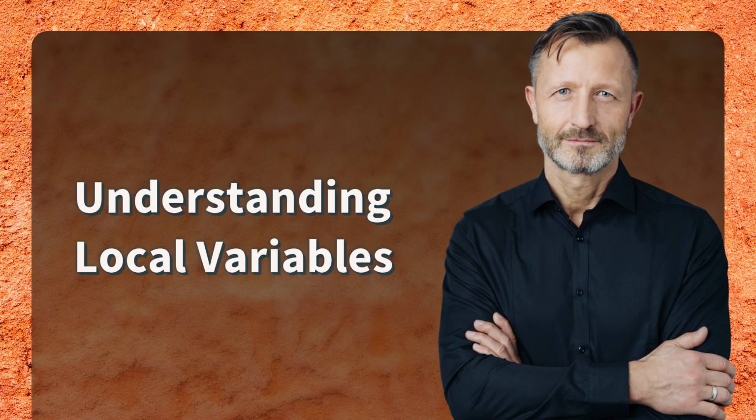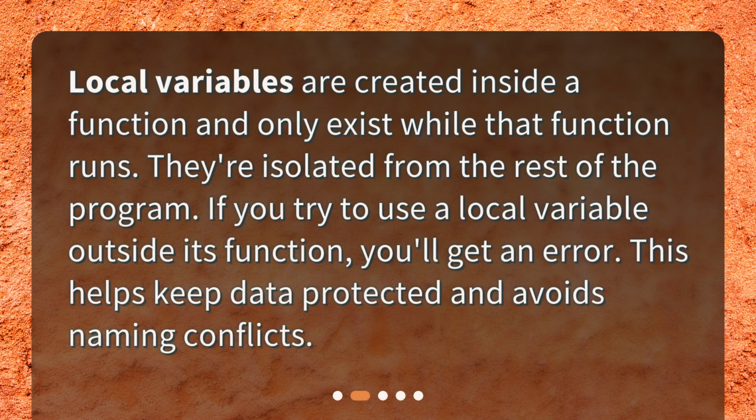Understanding local variables. Local variables are created inside a function and only exist while that function runs. They're isolated from the rest of the program. If you try to use a local variable outside its function, you'll get an error. This helps keep data protected and avoids naming conflicts.